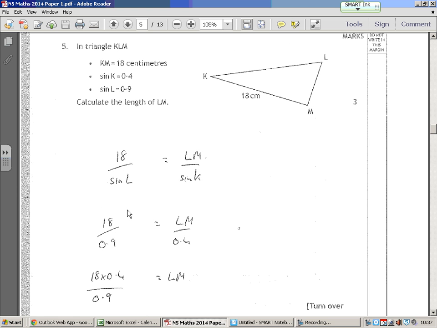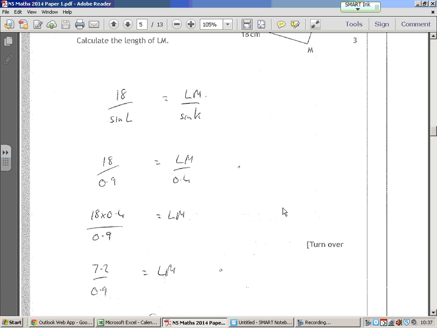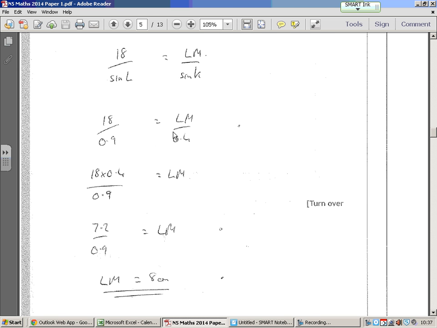Substituting the values that we know. We know sin L is 0.9, sin K is 0.4, tells us up there. And cross multiply the 0.4 to get LM on its own. So 18 times 0.4 over 0.9.